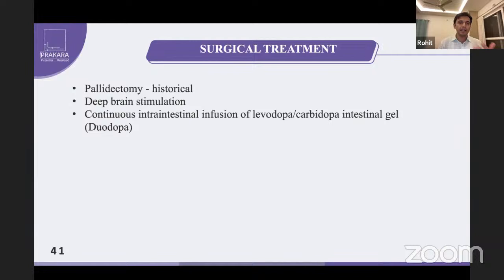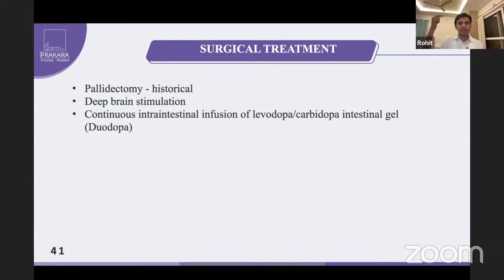Historically, pallidectomy used to be done, which is no more a treatment modality in these patients. But the most important surgical treatment that is currently available is deep brain stimulation. We screen these patients, and there are multiple factors that we need to take into account because not all patients can benefit from deep brain stimulation. There are very stringent selection criteria. We use those criteria, and if we find that the patient can benefit from DBS, we subject them to that.